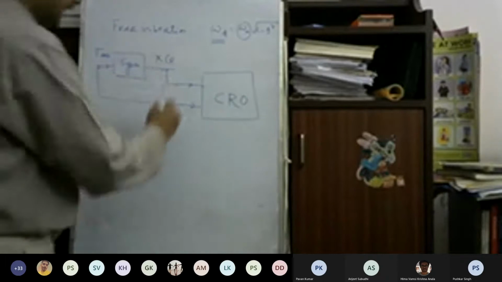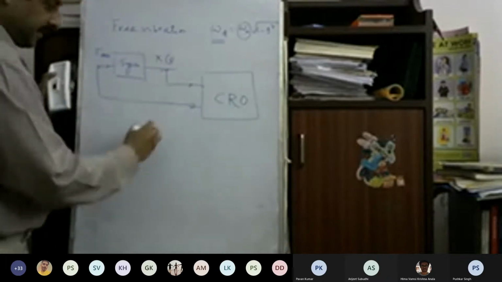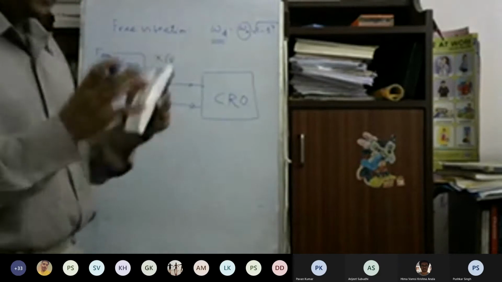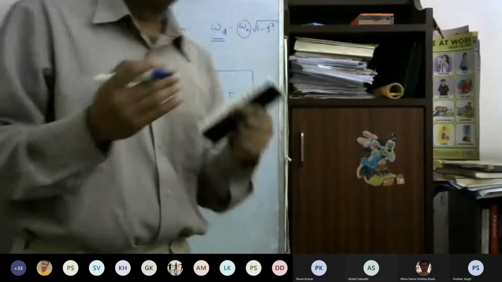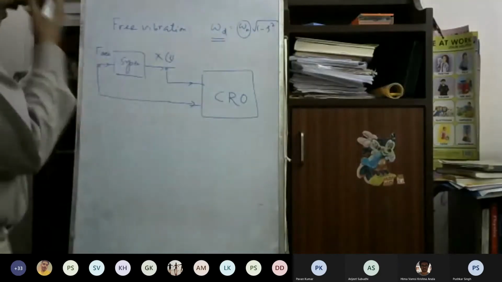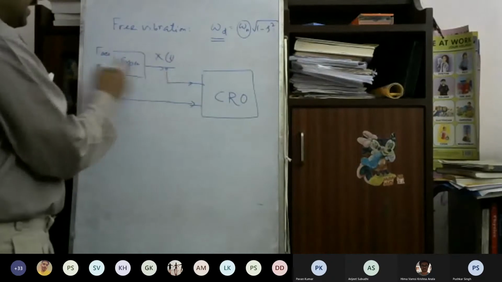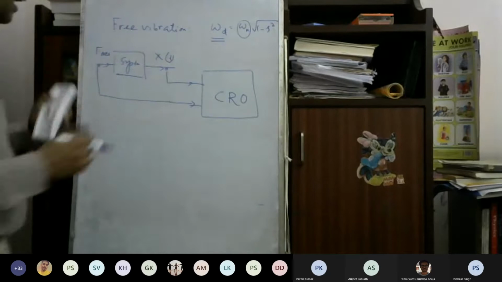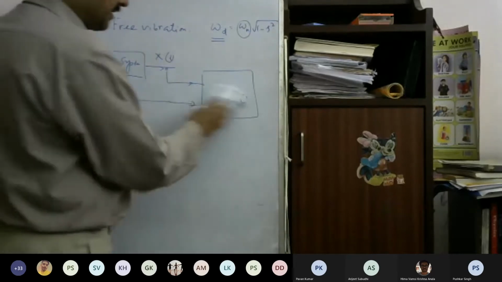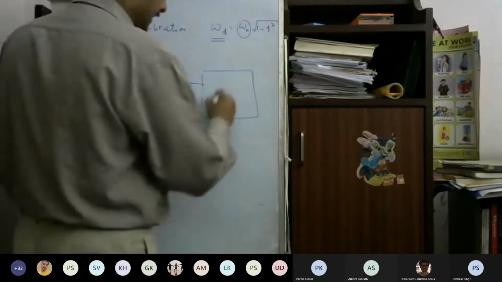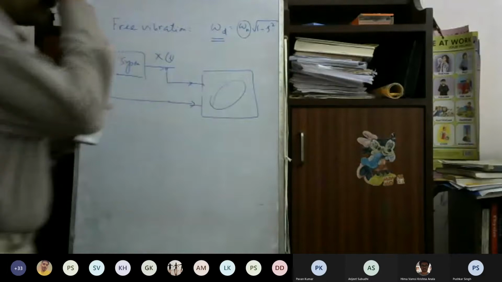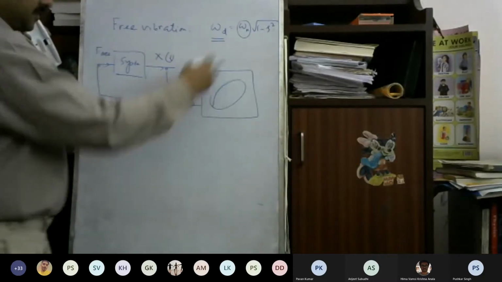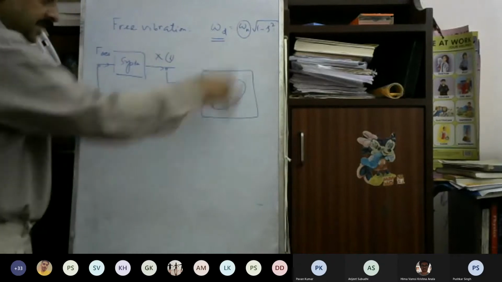So what you will see in the cathode ray tube is this. A cathode ray tube is an electronic element where at the two terminals you give two different voltages. Now if you give a voltage proportional to x(t) at one terminal and a voltage proportional to f at the other terminal, you get a response in the cathode ray tube something like this. We feed it to the cathode ray tube and see the response. An ellipse will be formed. You will see an ellipse.